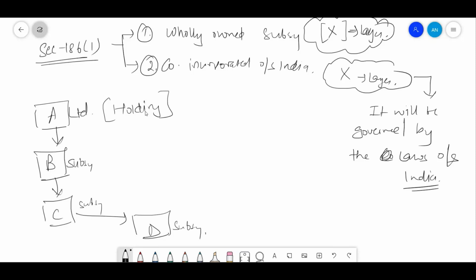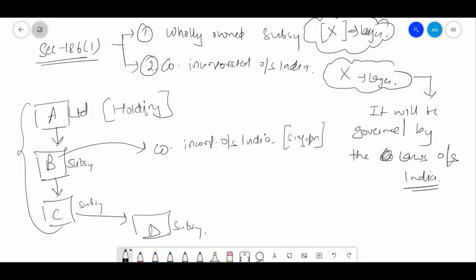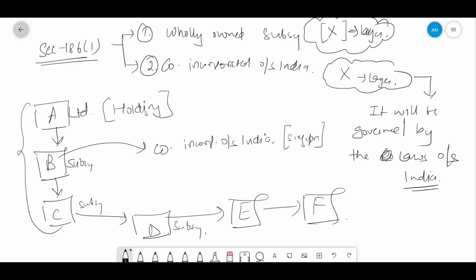And if, for example, B is a company incorporated outside India, and this is, for example, Singapore. If B Limited is incorporated in Singapore, and Singapore allows its companies to invest in more than 2 layers, then it can very well do so. All right. So there will not be any prohibitions. They can invest in any company in whatsoever combination available. All right. So this was about that.